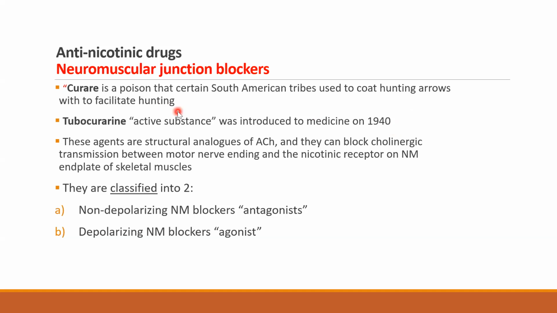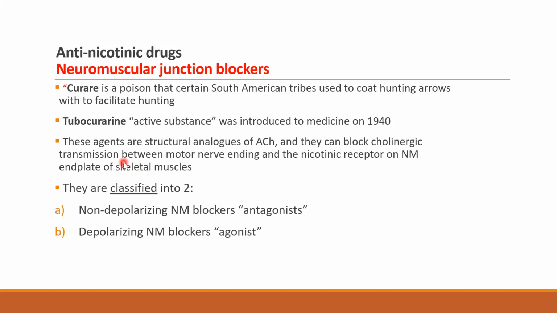And then the active substance, tubocurarine, was discovered in medicine in 1940, and it was used to cause paralysis of skeletal muscle. So why do we need to paralyze a certain group of muscles, or actually, because it's generalized, all the skeletal muscles? It is because sometimes there are certain indications in the operating theater that would make the operation or the surgery much easier if the patient is paralyzed.